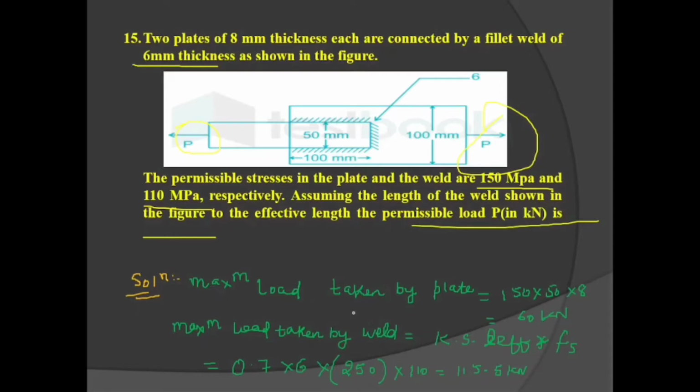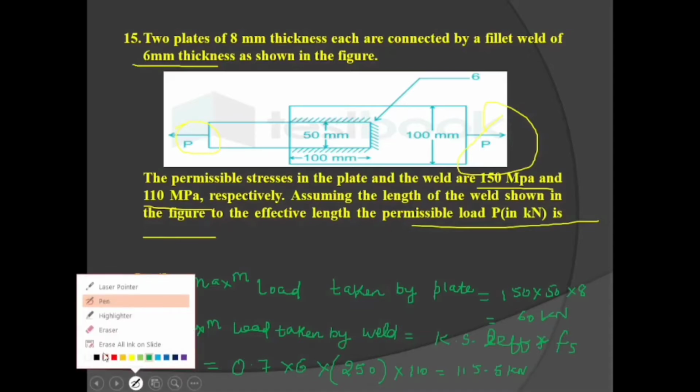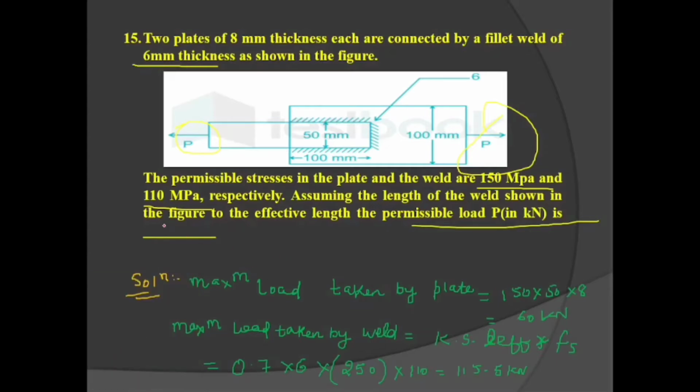That will be the permissible load, because if we apply the load more than 60 kilonewton, then obviously plate will fail, and if we apply only, let us suppose, 115.5 kilonewton load, then obviously weld will be safe but plate will fail. That's why our true answer is 60 kilonewton. So hence permissible load is equal to 60 kilonewton. This is our answer.